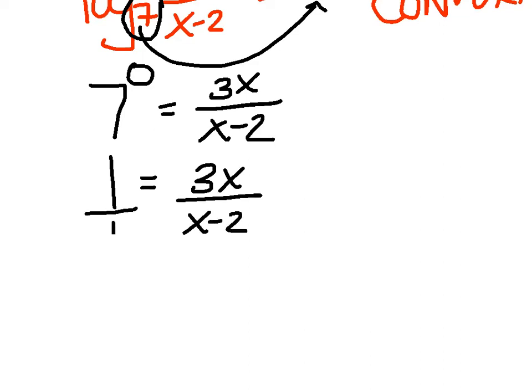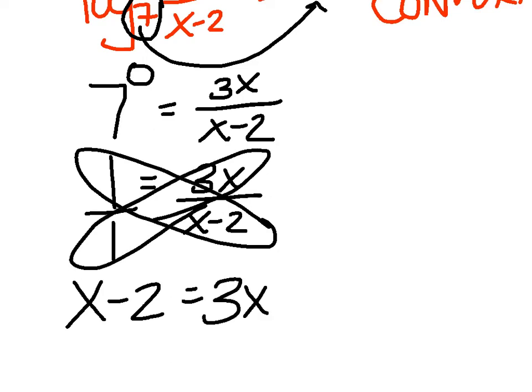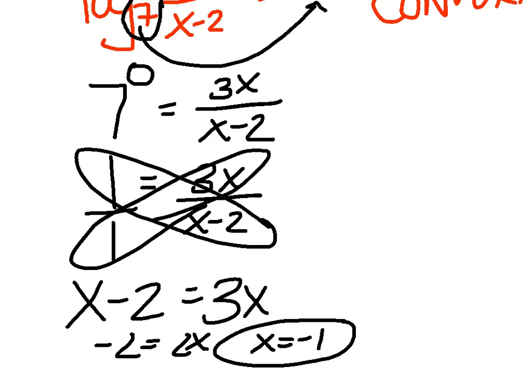I'm going to put this as 1 over 1 and treat it as a cross multiply. 1 times x minus 2 equals the 3x. Solve for x, so I get -2 equals 2x. Divide by 2, x equals -1. Now that doesn't mean it works. I've got to go back and check.